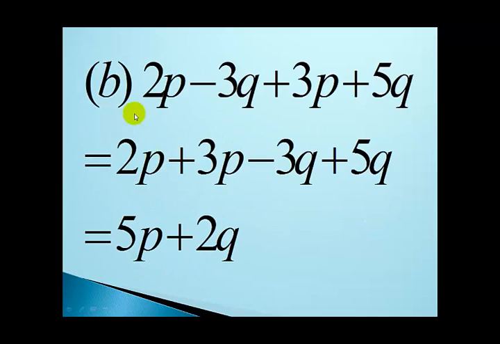Now B: 2p minus 3q plus 3p plus 5q. We have to group the like terms. So we have 2p here, 3p here, so we have 2p plus 3p, and minus 3q plus 5q. Now 2p plus 3p is equal to 5p, and minus 3q plus 5q is equal to 2q. So we have 5p plus 2q in general. That is the answer.